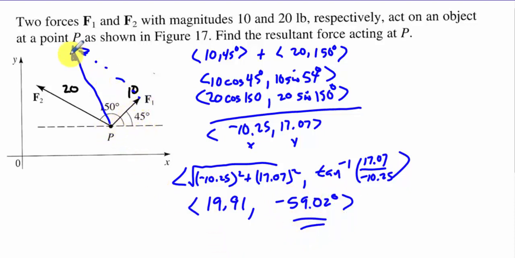We notice when we've added these, just by a visual, it's somewhere in the second quadrant, and this negative 59.02 is not in the second quadrant. So basically what we need to do is add 180 degrees to that in order to get it where it should be. So we have 19.91, and when you add 180 degrees, you get about 120.98 degrees.